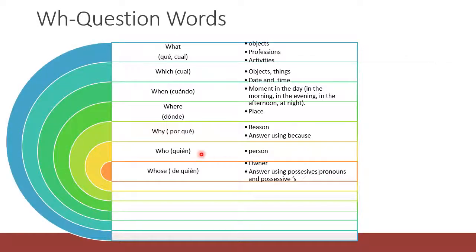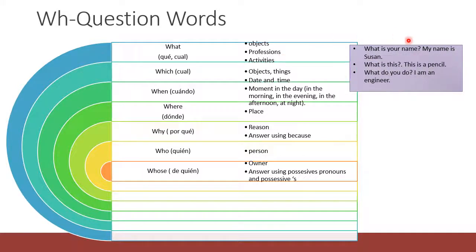Let's remember the WH question words. The first one is what, that for us in Spanish means qué o cuál. We use this question word to talk about objects, professions, and activities. Let's check an example. What is your name? My name is Susan. What is this? This is a pencil. What do you do? I am an engineer. So in the first one, we find out about a name. In the second one, we're talking about an object. And in the third one, we're talking about an activity or profession.